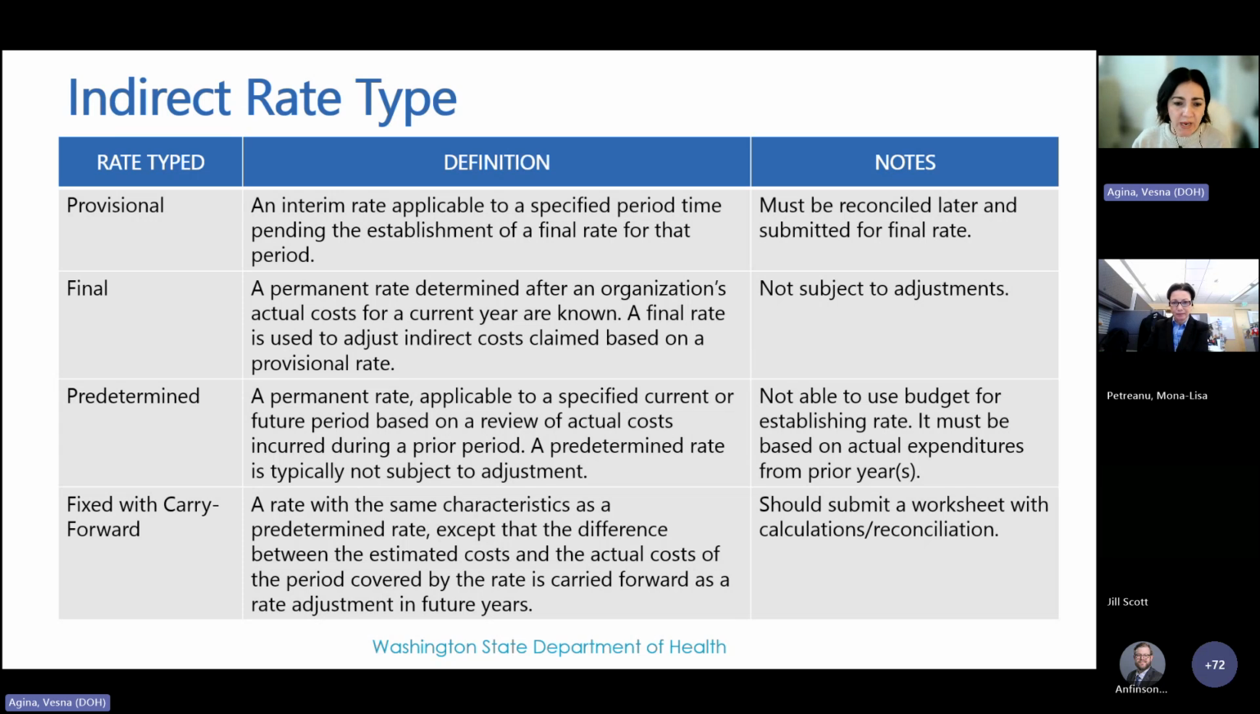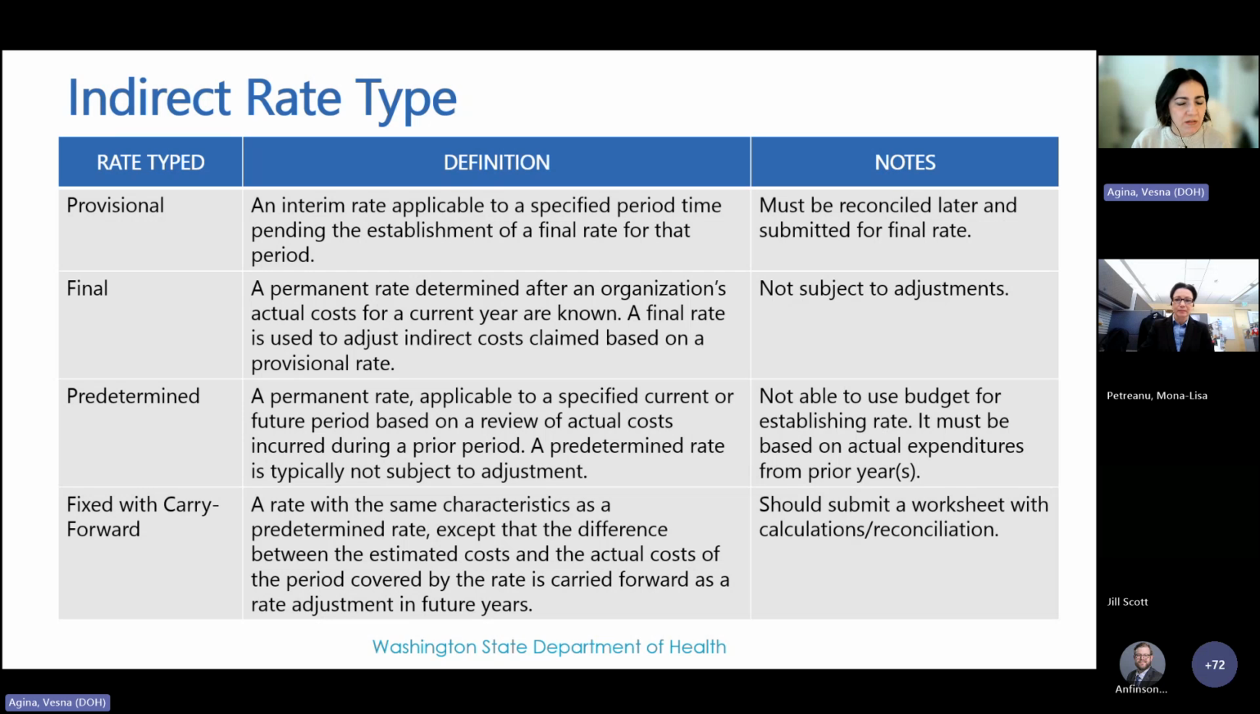So, for example, if you are applying for the 2026 calendar year, most likely you are using either 2025 or 2024 actuals to then project to determine what your rate is going to be for the following fiscal year. And then I know there are some entities that also use a fixed with carry-forward rate, which is kind of like a predetermined rate, but you're projecting it, and then when you're reconciling, you are adjusting your amounts based on what actually happened, based on your actuals.